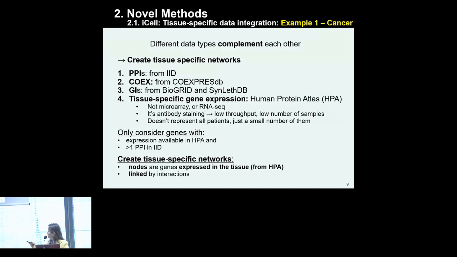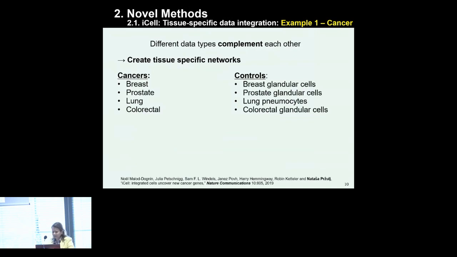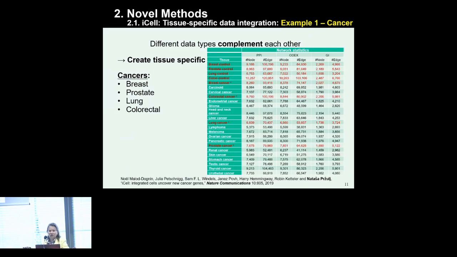So we will consider only genes with expression available in the Human Protein Atlas and more than one protein-protein interaction. Nodes are genes expressed in a particular tissue, and they're linked by these 3 different kinds of interactions. Then we will create these for the 4 most prevalent cancers in humans: breast, prostate, lung, and colorectal, and the control tissues of origin. This is just a slide showing you that these tissue-specific networks are large, around 10,000 nodes and tens of thousands of interactions.